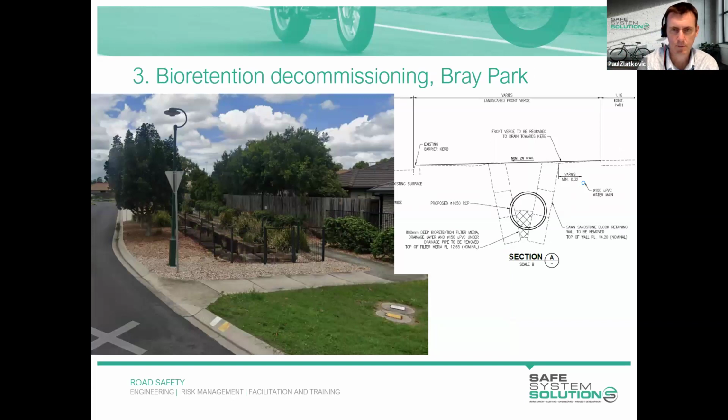I like this one. This is an interesting one. This is a bioretention basin decommissioning at Bray Park. You can see in there behind the fence some sandstone type retaining wall blocks that are forming this narrow basin, surrounded by that fence. There's a bus bay just up here, which is that concrete pad, so there'll be some adjoining activity. The basin is being demolished and replaced with a 1050 diameter pipe.